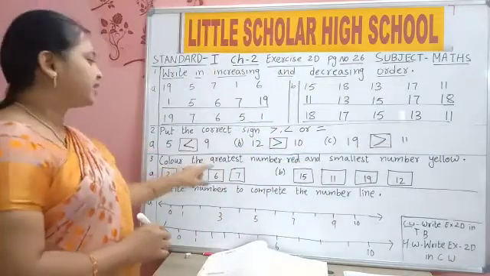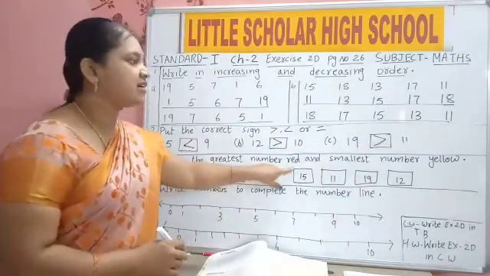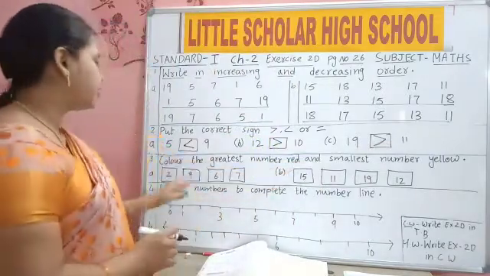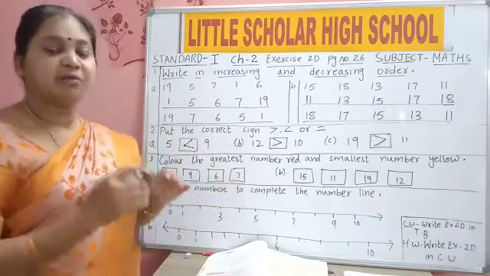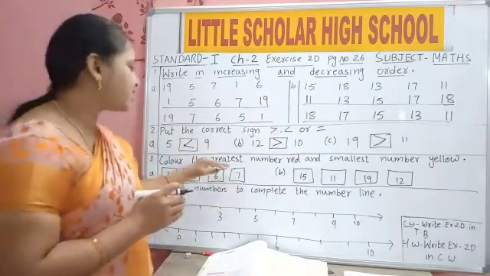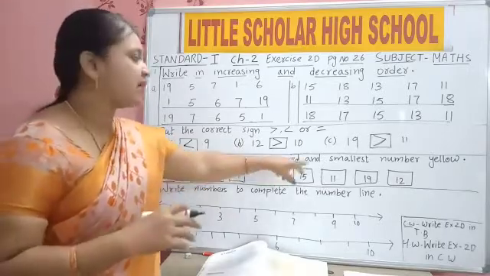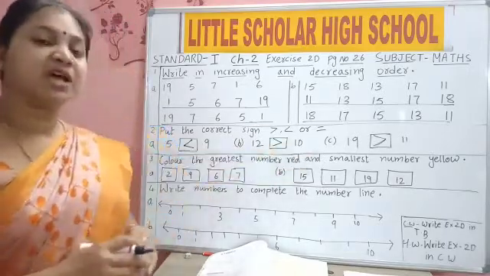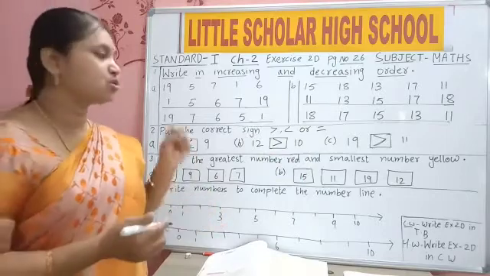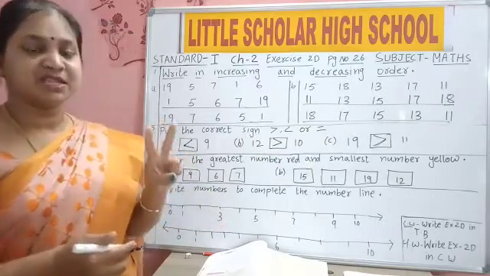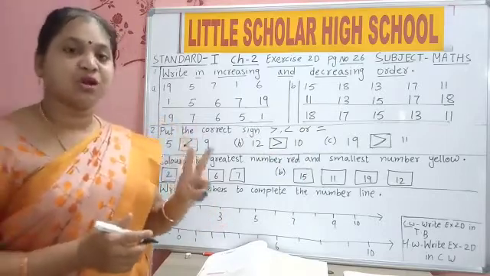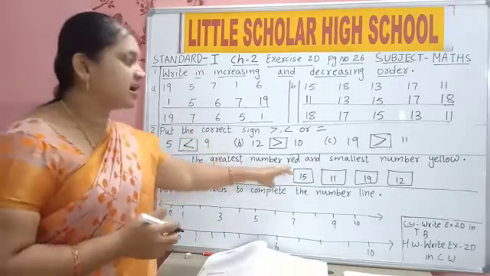Next, color the greatest number red and the smallest number yellow. Here 4 numbers are given. Among these 4 numbers, the greatest, the biggest number, we should color red, and the smaller number we should color yellow. So take 2 color pencils, not crayons. Which colors? Red and yellow.